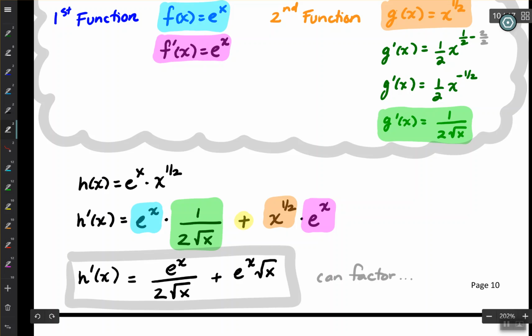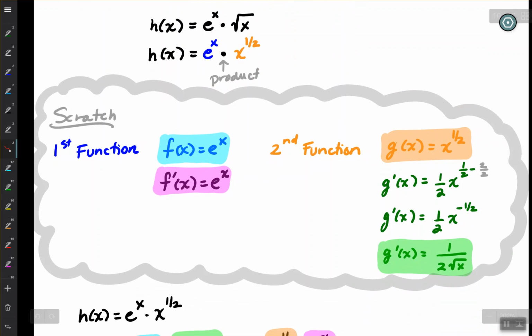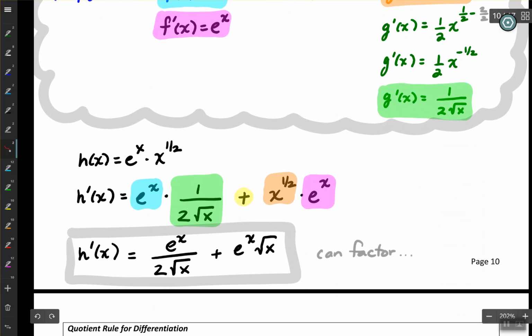Okay, so now what you want to do when you're taking a derivative is not jump in too fast, and you want to look at how things are put together. One function of x times another function of x. Oh, I gotta do product rule. Okay, scratch is recommended. There's our final answer.